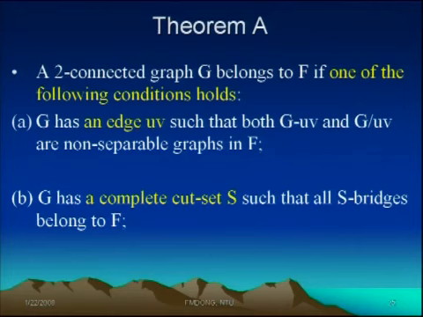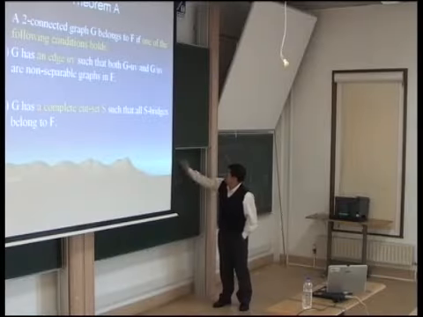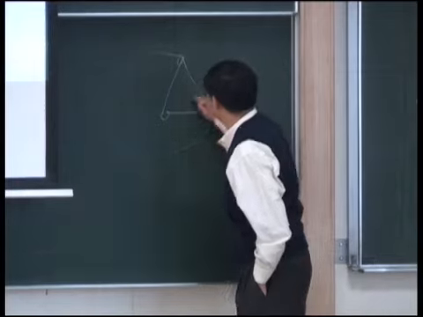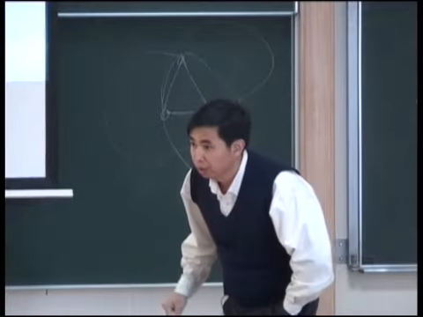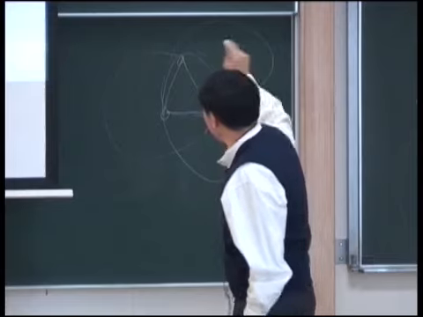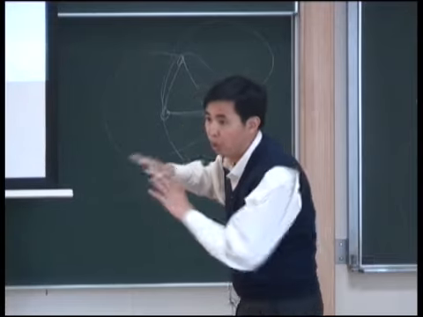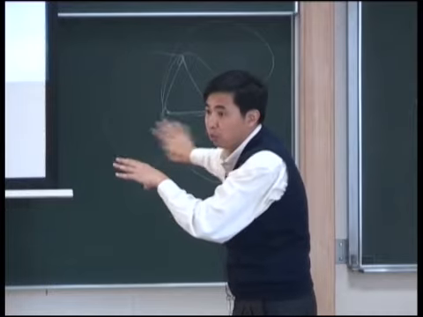The second condition says if G has a complete cut set S such that all S-bridges belong to F, and this is easy to understand. What does complete cut set mean? I mean the cut set induces a complete subgraph. Take for example K3. This is a subgraph here, and this is a subgraph here, or even more, no matter how many. We have a formula to express the chromatic polynomial of the whole graph in terms of all the subgraphs.